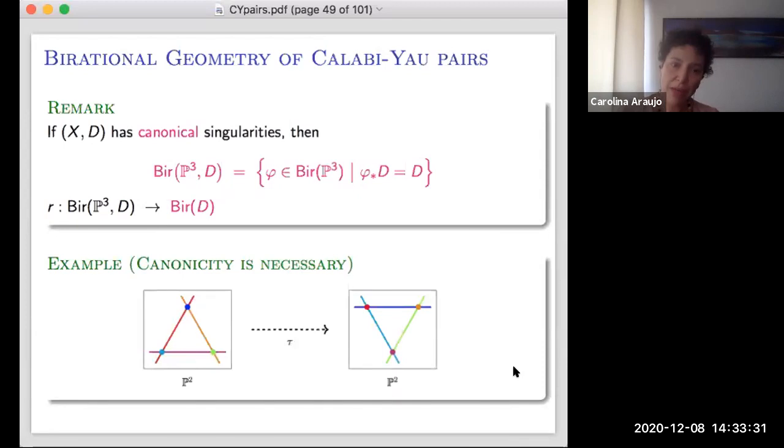And let me also remind you of this example of the standard quadratic transformation. This is just to remind you that the canonicity assumption is really necessary. The standard Cremona transformation, quadratic transformation, is an example of a birational self-map of P2 that preserves the volume form associated to the union of the three coordinate lines. On the other hand, it does not restrict to a birational self-map of the union of these three lines.